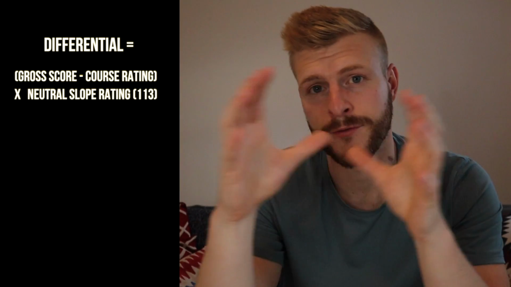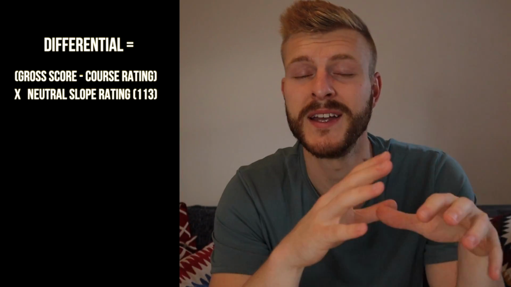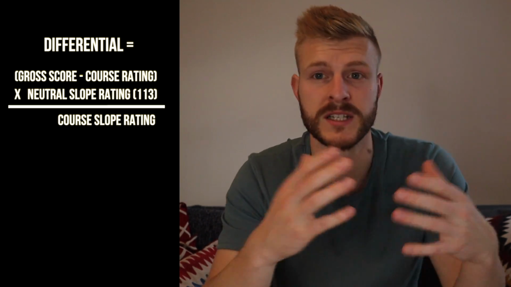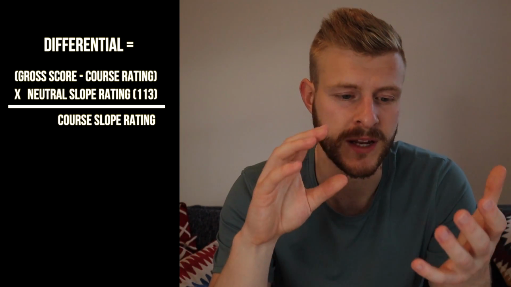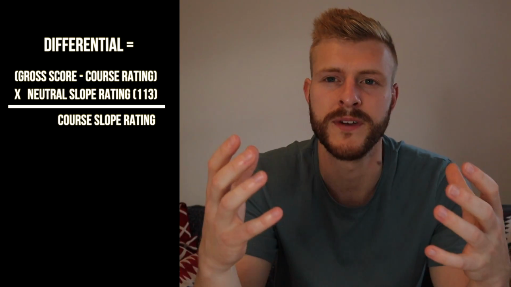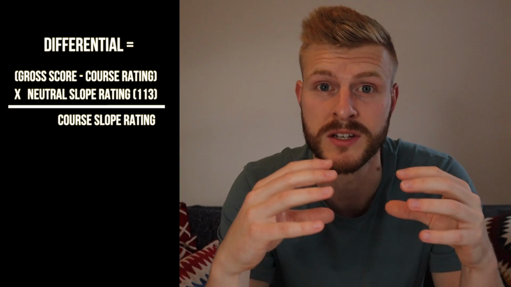And then the number that you get from that calculation is then divided by the slope rating of the course that you were playing that day. And obviously slope rating changes depending on the tees that you play from, the conditions that you play in, all of these kind of factors which have to be brought into the equation are done so through slope rating.